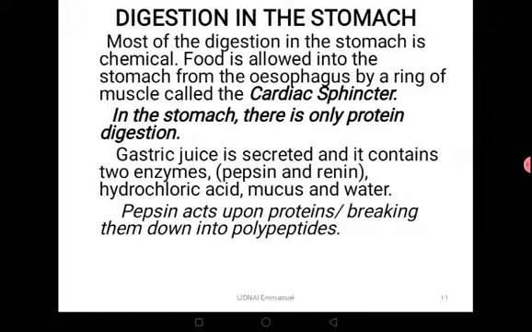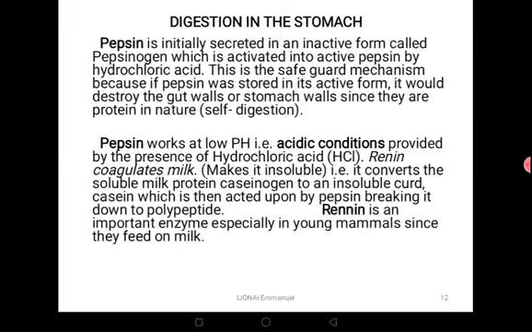Well, we have leguminous seeds like beans, cowpeas, groundnuts, and so on. We have meat, beef, pork, and many others. So that food there is acted upon by pepsin. So pepsin acts upon proteins, breaking them down into polypeptides.